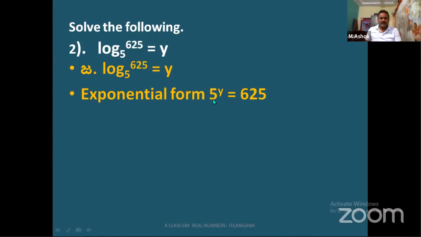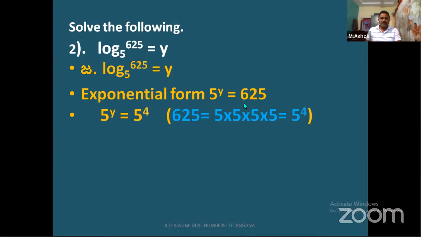Okay, so it is 5 to the power of y. You have to write 625 as a power of 5. So we know how to write the prime factorization of a number. We did such sums in earlier exercises. So now 625 is 5 to the power of 4: 5 into 5 into 5 into 5, that is equal to 625. It is 5 to the power of 4.